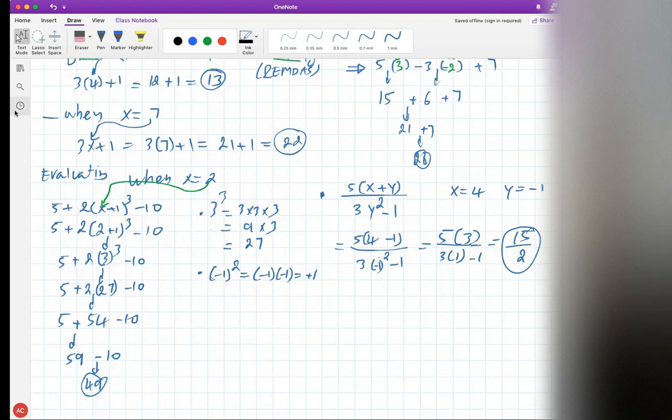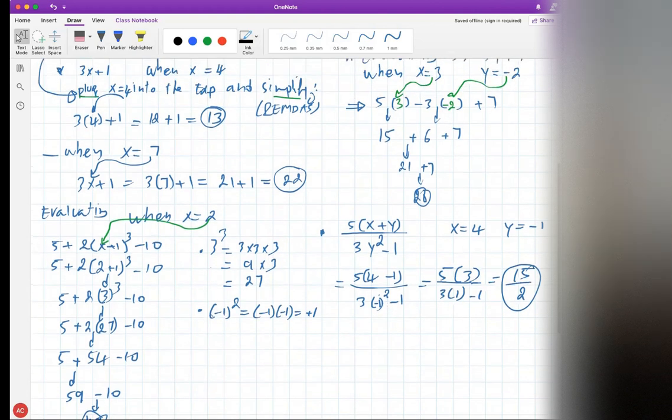Professor, I have a question. If I put... oh, never mind, my bad. I have a quick question. So the top part, it said 5 parentheses x plus y. So we had the -1, we canceled out the positive.